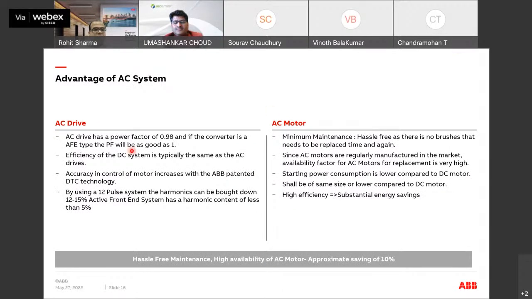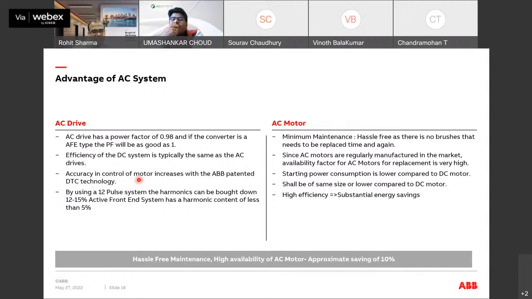Now coming to the advantages of the AC system, an AC drive has a power factor of 0.98, and if the converter is a completely active front-end drive, like IGBT based, then the power factor is almost nearer to unity. Efficiency of any DC system is typically the same as AC drives. But if we compare as a complete package, DC and AC drive with the AC motor, the overall efficiency of the AC drive and motor improves.